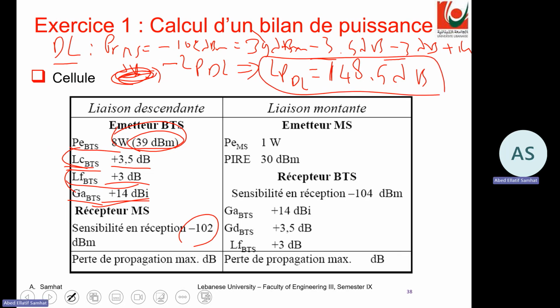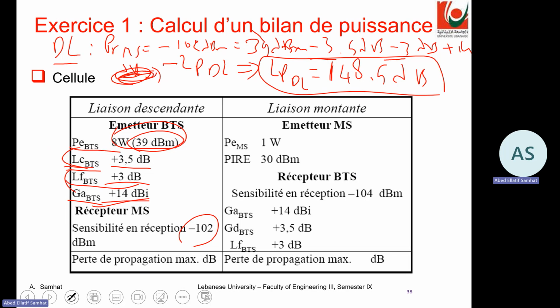So this is the maximum path loss that is possible on the downlink, 148.5 dB. I just want to be sure about the calculation. Okay, it's fine. So this is the downlink.